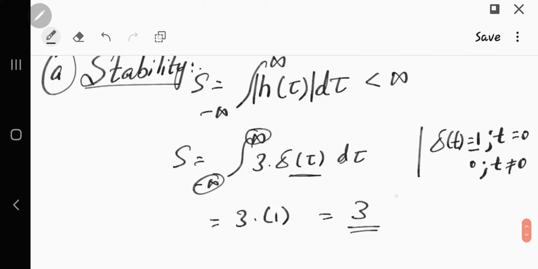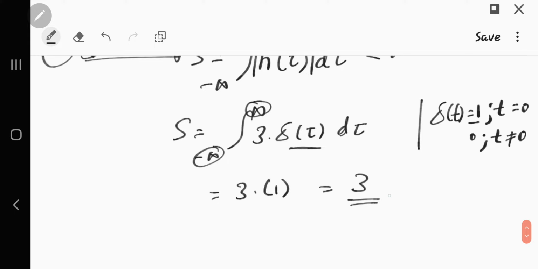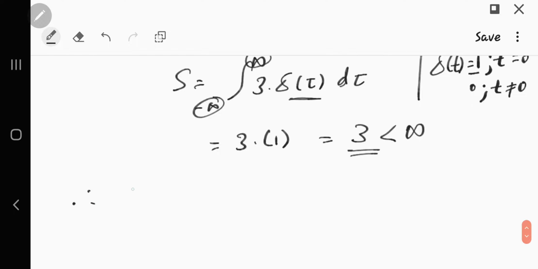So it is present only at origin means, so we will consider only that point, and in the origin the value of delta tau is 1. So 3 into 1 will give the value 3 here. So 3 is a finite value which is less than infinity. So therefore the system is stable.